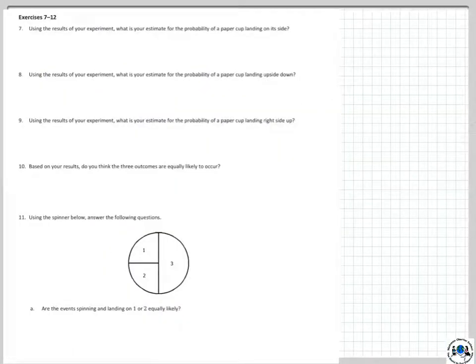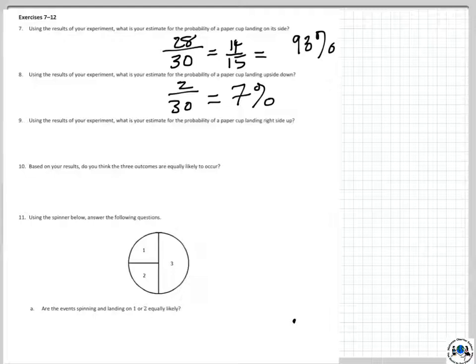Okay. Here we go. Now, exercises 7 to 12, using the results of your experiment. What is your estimate for the probability of a paper cup landing on its side? And again, this is using your results. Now, my results, I didn't want to do all that at one time, but I did anyway. Using my results here, I had 28 out of 30 landing on their sides. I'm using that first trial because the second one was not significantly different. And that was 14 out of 15, which is 93%.